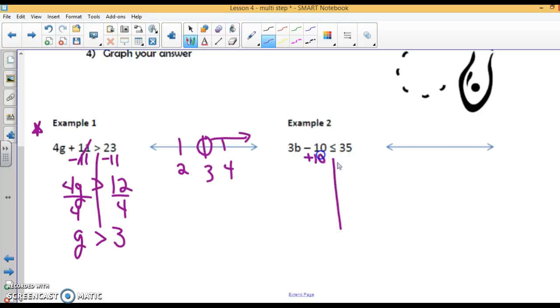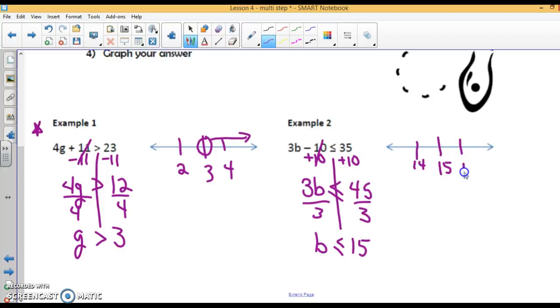Add 10 to both sides. So 3b is less than or equal to 45. Divide by 3. B is less than or equal to 15. Again, I didn't switch anything because I'm dividing by a positive, and my variable is on the left, so that makes it easy to graph. So when I graph this, less than or equal to 15, solid circle because we have our equal to, less than is to the left.